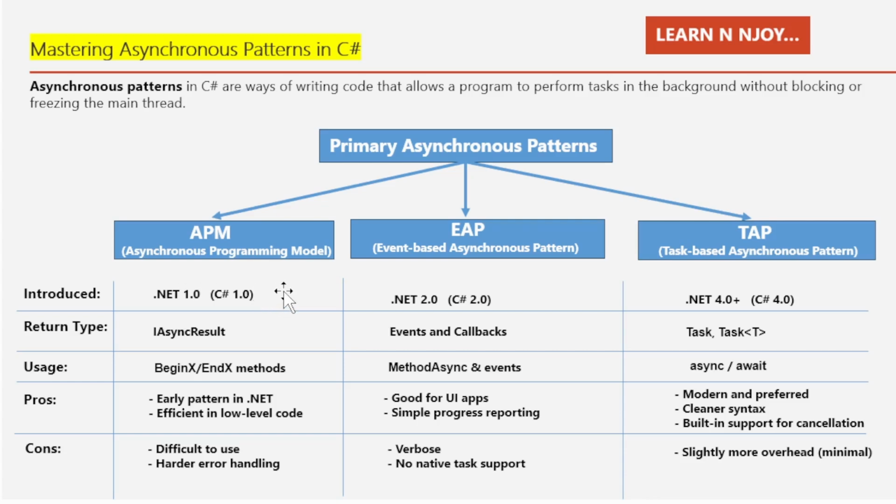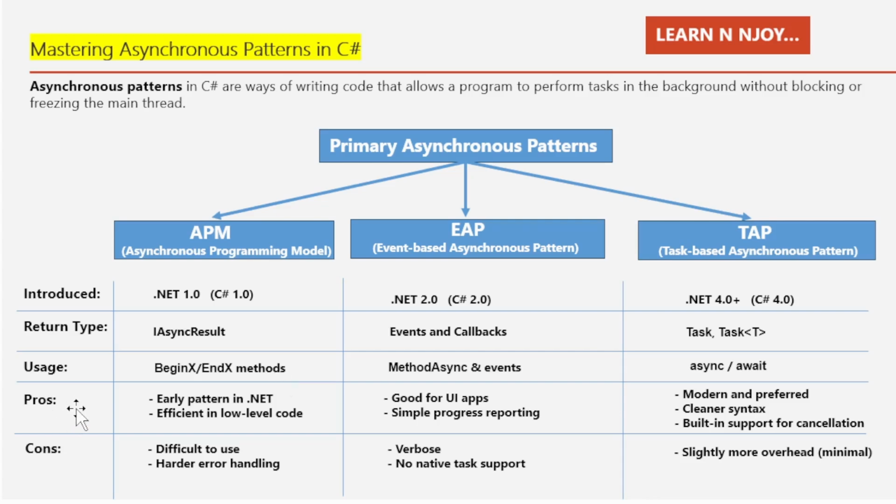It relies on 2 methods, BeginXxx and EndXxx methods, to start and complete asynchronous tasks. When we talk about its return type, it returns IAsyncResult, and the End method is used to retrieve the result or ensure completion of the task. When we talk about its usage, it uses BeginXxx and EndXxx methods. It could be BeginRead, BeginWrite, EndRead, EndWrite methods, something like this, right? So we start an asynchronous operation with BeginXxx and must call EndXxx once the task finishes to retrieve the result or handle errors.